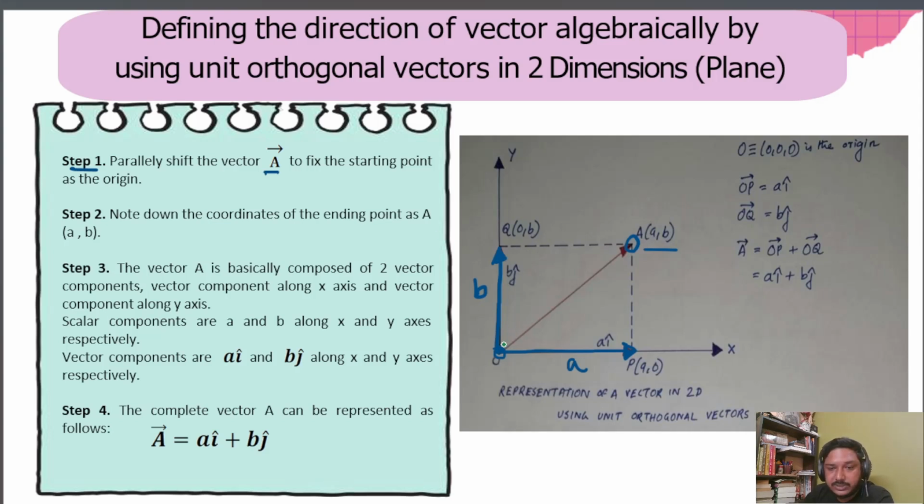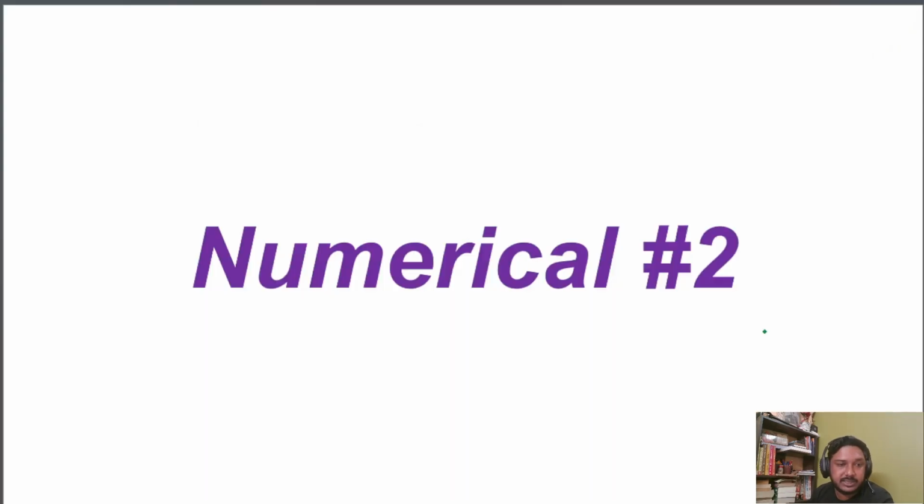Now the question comes to find the vector components. To find the vector components, we need the unit orthogonal vectors. Unit orthogonal vector along x-axis will be i cap, and unit orthogonal vector along y-axis will be j cap. So multiply a with i cap, you get the vector component along x-axis. Multiply b with j cap, you get the vector component along y-axis. Now just add these vector components, a i cap plus b j cap, and that will give you the total vector A. That is how we represent a vector in 2 dimensions, which is simply a special case of 3 dimensions where we ignore the z-axis. That is quite simple if you have understood the 3 dimension thing.